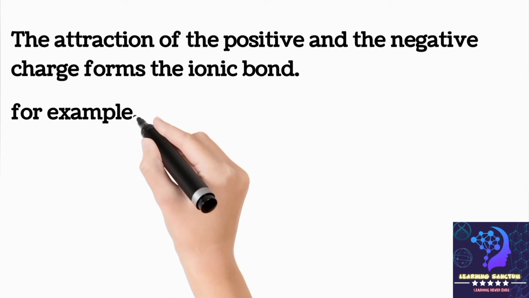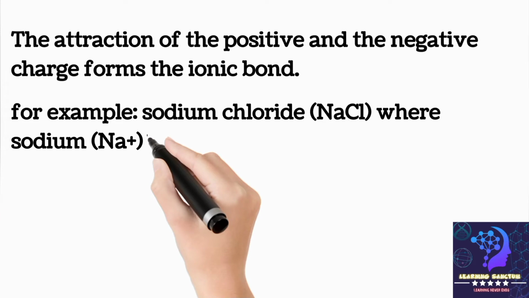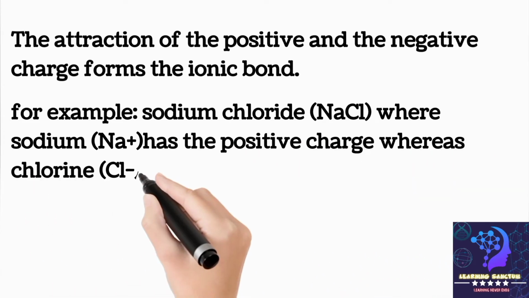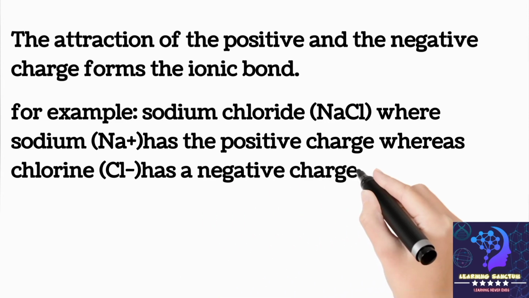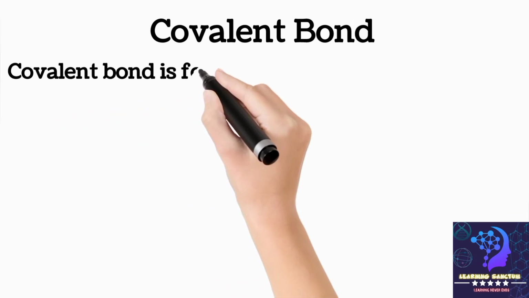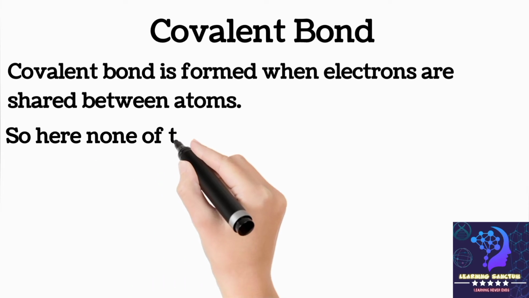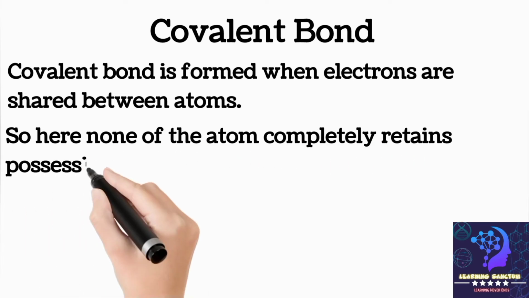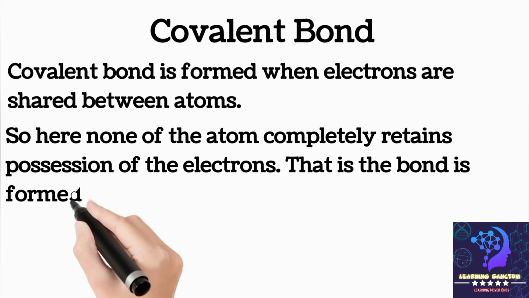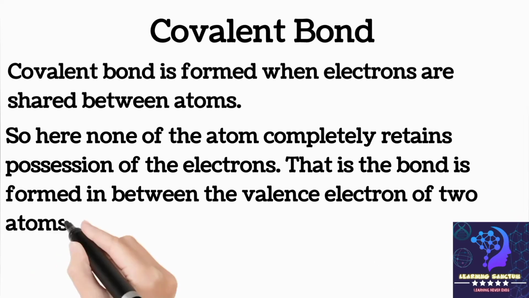For example, sodium chloride, NaCl, where sodium Na plus has a positive charge whereas chlorine Cl minus has a negative charge. Covalent bond. Covalent bond is formed when electrons are shared between atoms. So, here none of the atoms completely retain possession of the electrons. That is, the bond is formed in between the valence electrons of two atoms.